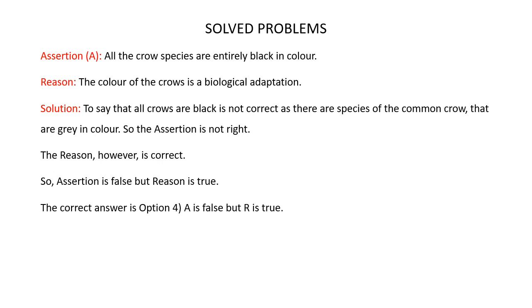Now the reason says the color of the crows is a biological adaptation, which is correct. So as you can see, the assertion is false but reason is true. So the correct answer is option 4. A is false but R is true.